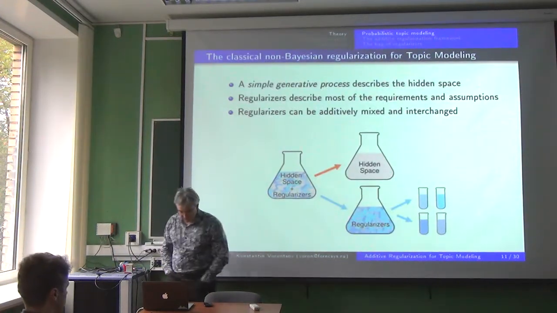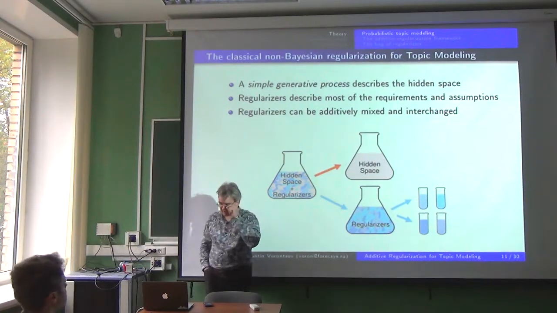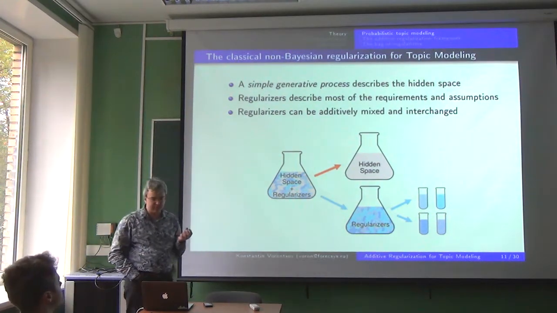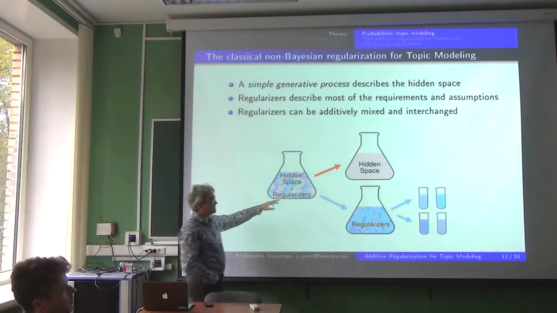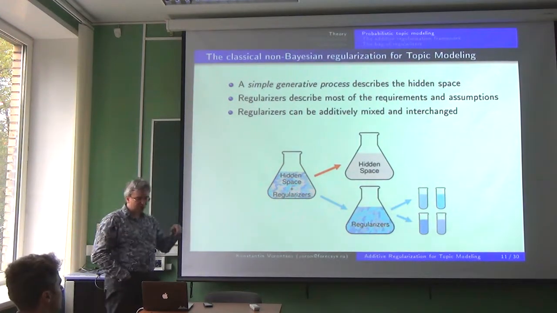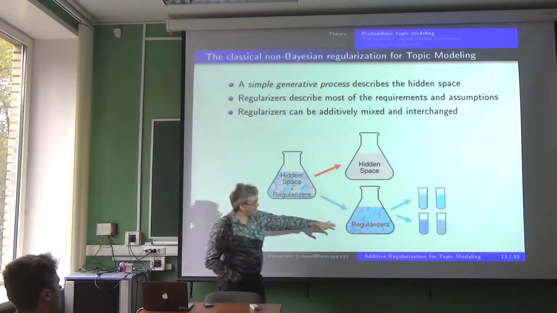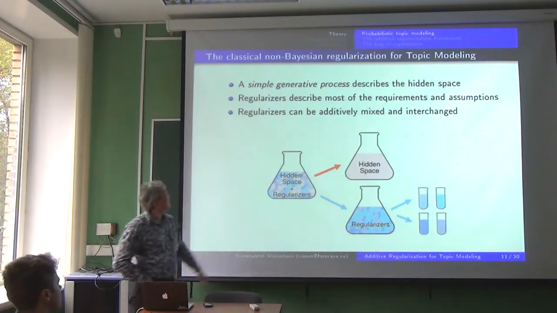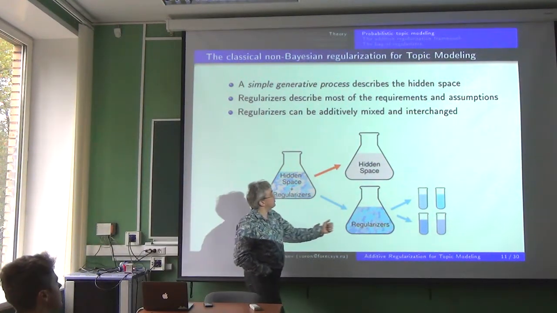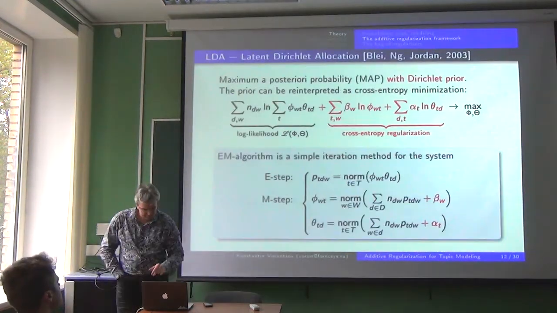So our approach is to come back to the classical non-Bayesian regularization. We use only very simple generative processes to describe the structure of our hidden space. And we try to describe most of our requirements and assumptions by means of regularizers. And second, we propose to use additive regularization, so many regularizers can be mixed and interchanged. How to do this?